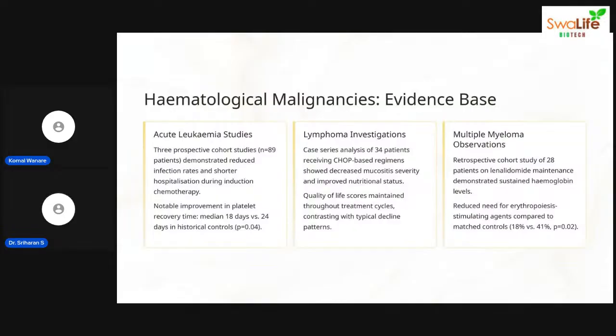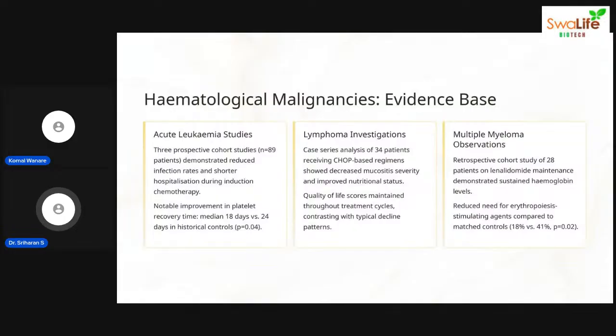So these studies are telling about how, in the acute leukemia study, they take place in a cohort study. In the cohort study they are demonstrating the infection rate. The primary point is infection rate, and secondary is a reduction of hospitalization and reduction of induction chemotherapy. Here the wheatgrass plays an important role in reducing that.